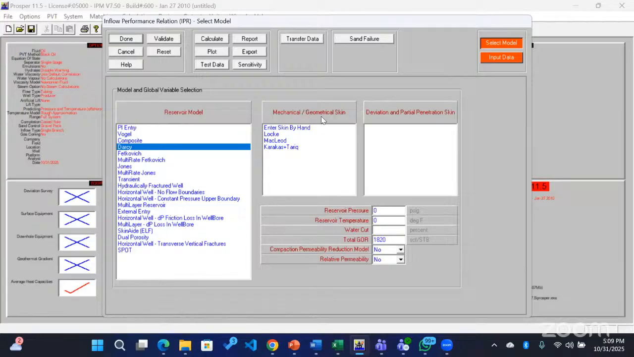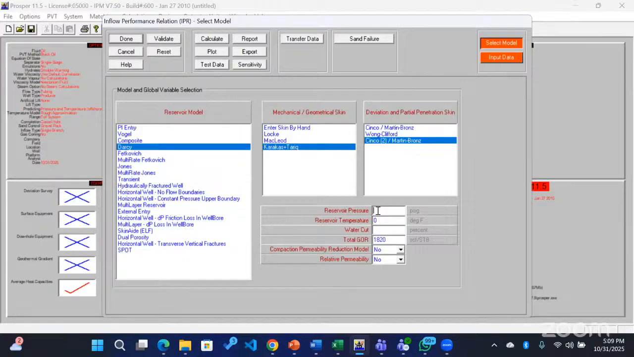Then for mechanical and geometric skin, let's select Karakas and Tariq. There is a lot of mathematics behind this, and a lot of reasons behind it that we're not going to go deep into. For the deviation and partial penetration skin, we're going to choose Cinco-Ley and Martin. Then before going forward, we need to enter the reservoir pressure. Let me see if I have it here.